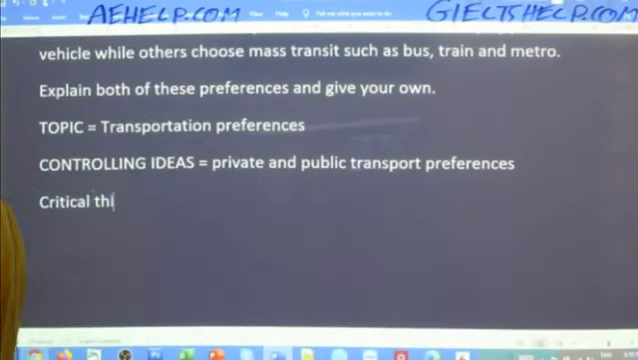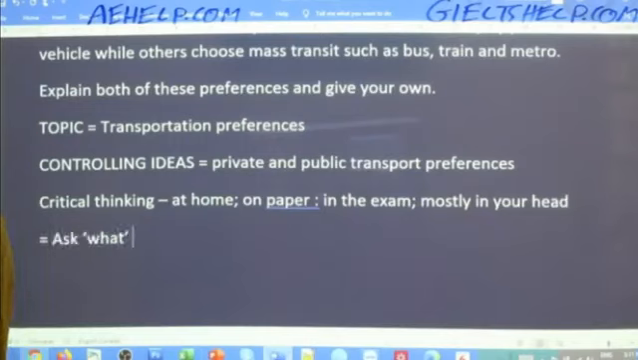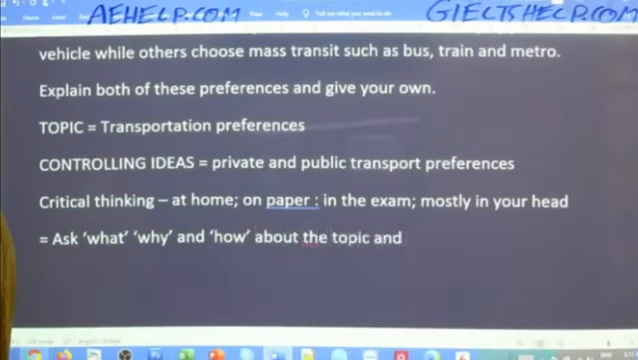At home, on paper. In the exam, mostly in your head. You don't have time to do it on paper. So critical thinking simply means ask what, why, and how about the topic and controlling ideas.